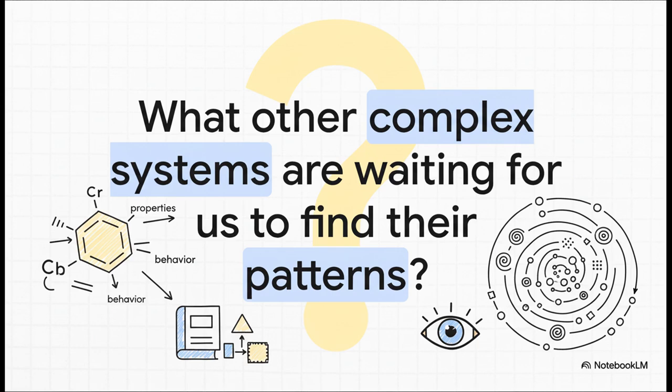So from carbon's simple superpowers to predicting the complex dance of its reactions, you can see that chemistry is really just a science built on a foundation of elegant and incredibly powerful rules. And that really leaves you with one final big thought. If a few simple patterns can explain the behavior of millions of compounds, what other complex systems out there are just waiting for us to find their secret rules?